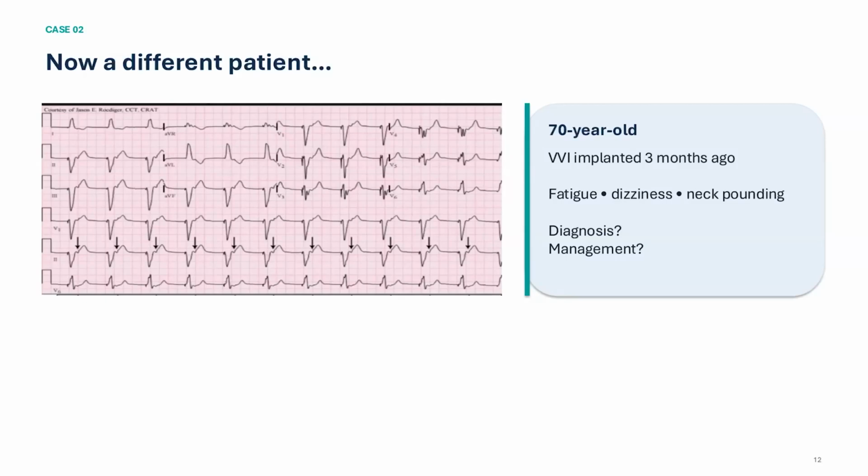And what will you do in terms of the next step? The mode is VVI. But does this patient have a single chamber or dual chamber pacemaker? Dual chamber pacemaker. This is very easy; we solve this with the mode. Increase refractory periods. Increase the VA interval.